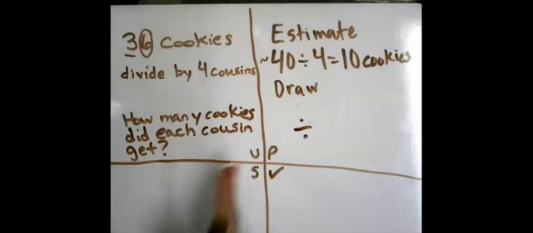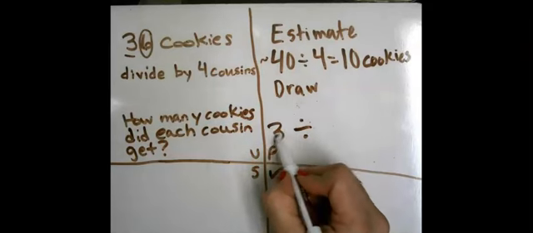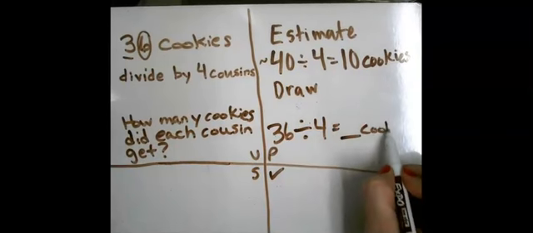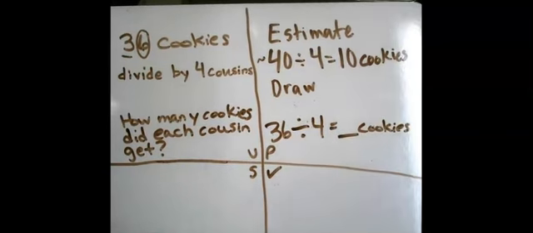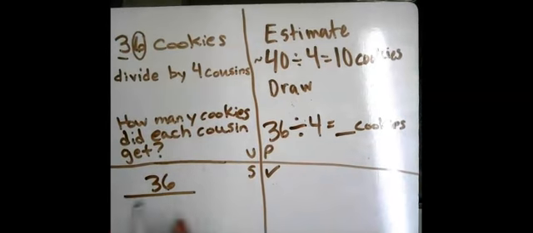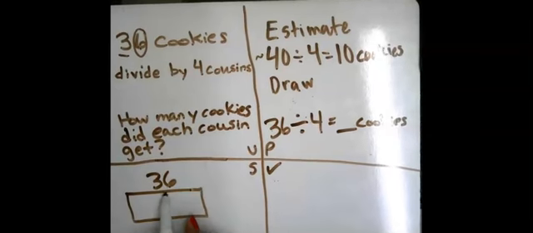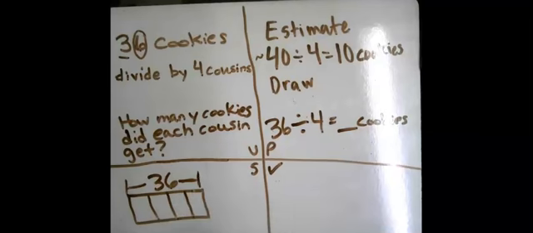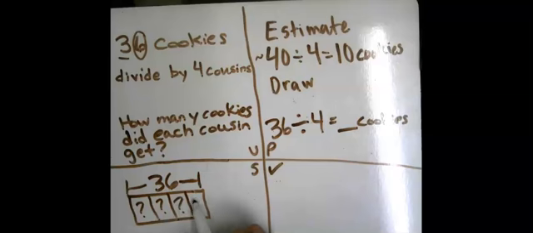All right, so let's see. We know our total for the hard work. It's going to be 36 divided by 4. And that's going to give us the number of cookies. Okay. We know our total is 36. And we know we're going to divide into 4 groups, right? So 36 is your total. And we need to find out how many goes into each of these 4 groups.